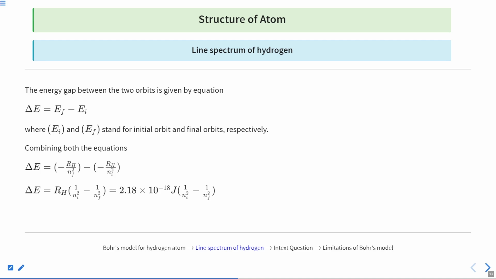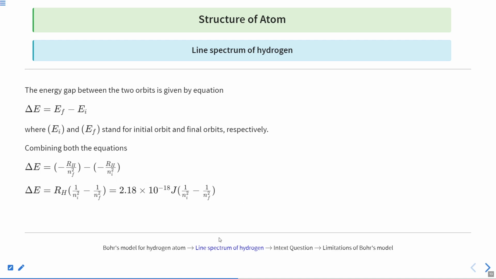Now, if someone asks you, this is the energy, now tell me the frequency of light that has been absorbed. In that case, you will simply write delta E equals h nu. From there, nu can be calculated. Nu will be equal to this value divided by h, and that will give you the frequency.